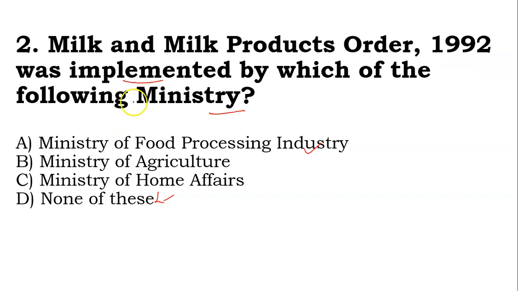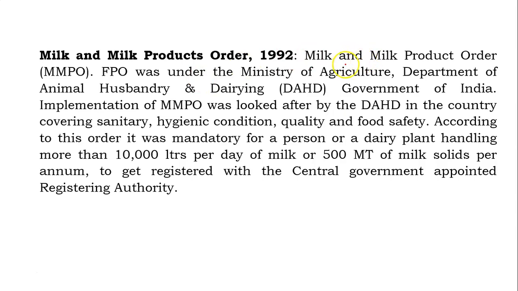So friends, your answer will be, actually you have to learn what this Milk and Milk Product Order 1992 says. The Milk and Milk Product Order, that is MMPO, was under the Ministry of Agriculture, and it was under the Department of Animal Husbandry and Dairying, Government of India, and it was implemented or looked after by the Department of Animal Husbandry and Dairying in the country.